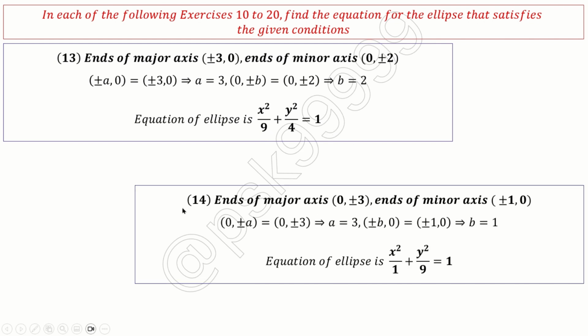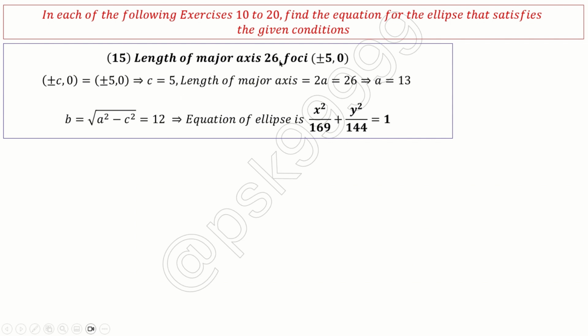That's it. Okay, then again same, ends of major axis is given, minor axis is given, but just be careful, the major axis is on the y-axis. So x square by 9, 3 square will come under y square. Okay, y square by 9, x square by 1. That is the important thing. Note down that.